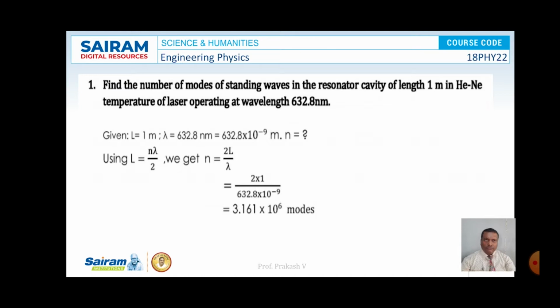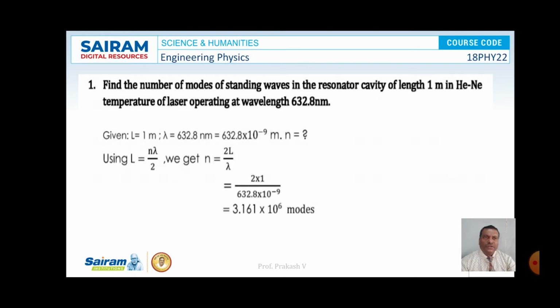The first problem: find the number of modes of standing waves in the resonator cavity of length 1 meter in a helium neon laser operating at wavelength 632.8 nanometer. Here the value of L is given as 1 meter and lambda is 632.8 nanometer.